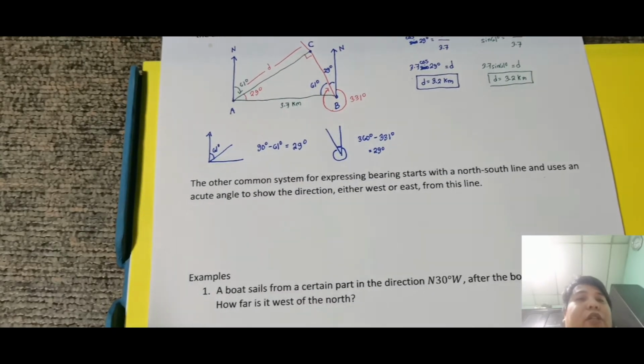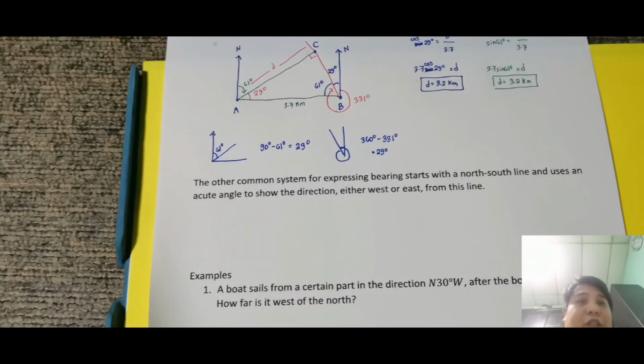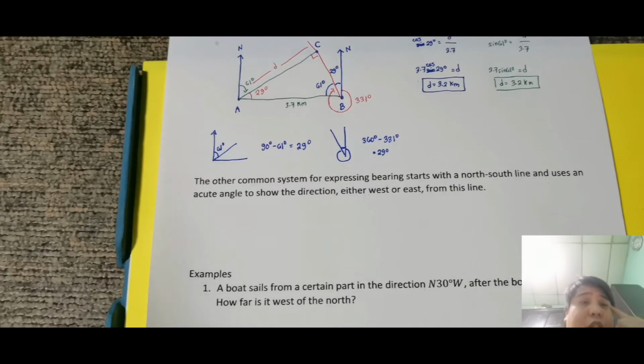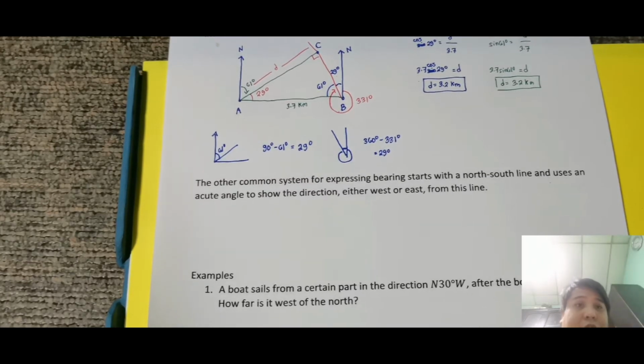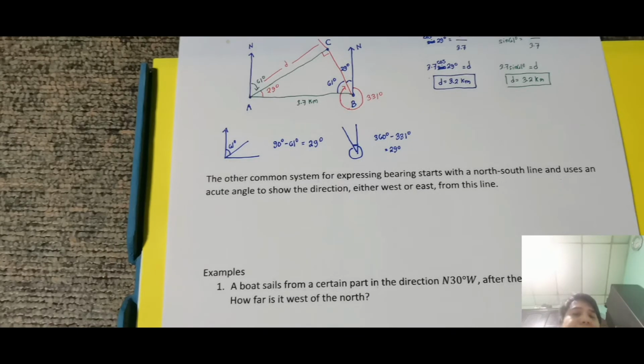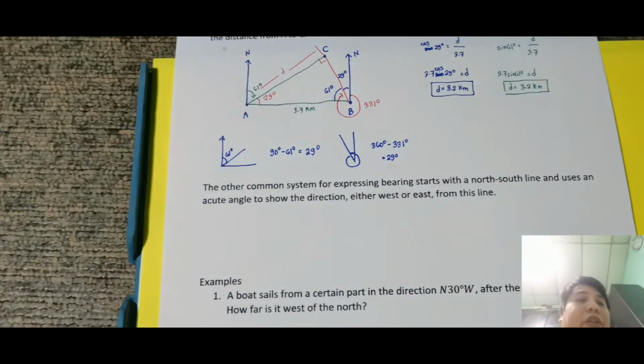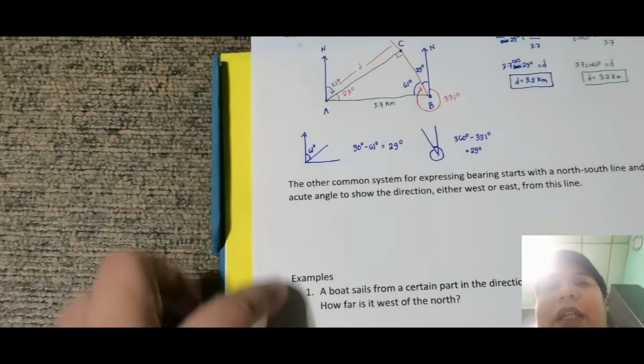The other common system for expressing bearing starts with the north-south line and uses an acute angle to show the direction, either west or east from this line. So, paano naman yun? Sabi niya, pwede ka rin daw magsukat using si north o si west. So, hindi lang lagi ki-north mag-i-start. In usual kasi talaga is north, pero may iba kasing system ang ginagamit nila.